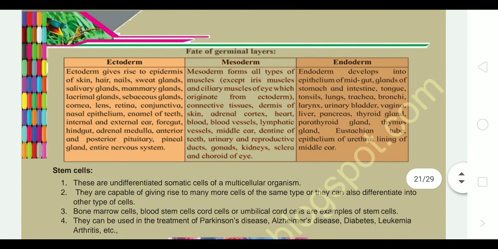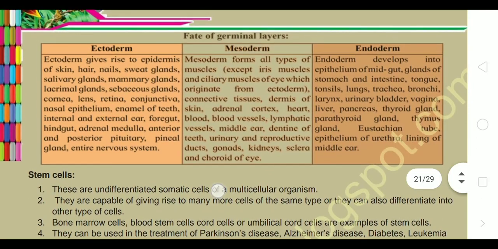Ectoderm, mesoderm, endoderm: these are the three germinal layers. Ectoderm cells give rise to the epidermis of skin, hair, nails, sweat glands, salivary glands, mammary glands, lacrimal glands, sebaceous glands, cornea, lens, retina, conjunctiva, nasal epithelium, enamel of teeth, internal and external ear, foregut, hindgut, adrenal medulla, anterior and posterior pituitary, pineal gland, and the entire nervous system. That means we can say it is the outer layer of the body.